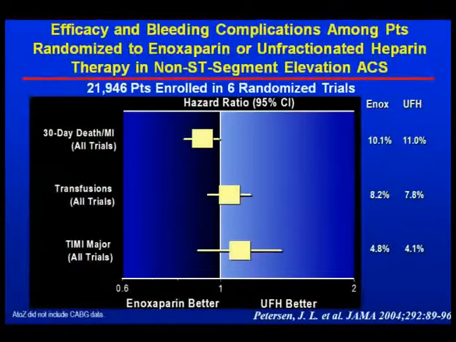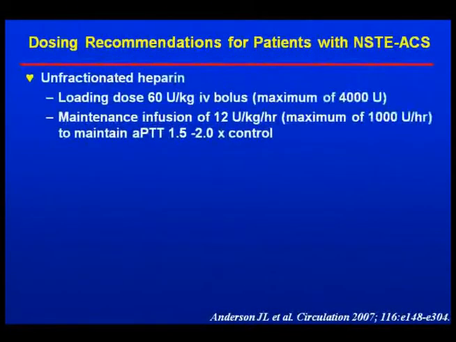This is a comparison of all the trials that were comparing enoxaparin with unfractionated heparin in patients with acute coronary syndrome, non-ST segment elevation acute coronary syndrome, over 20,000 patients. And you can see here the risk of 30-day death or MI, risk of transfusion, and risk of major bleeding were barely different, and none of these differences were significant, even though there were over 20,000 patients to analyze. So it's really hard to make a firm recommendation that one is better than the other.